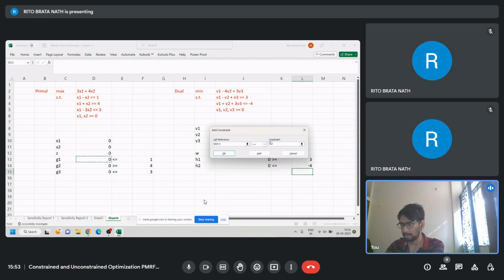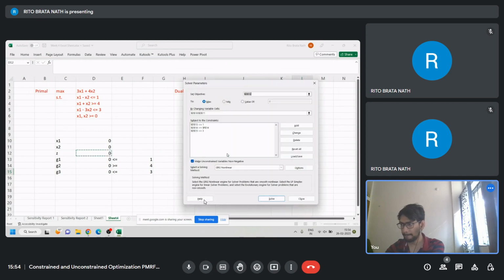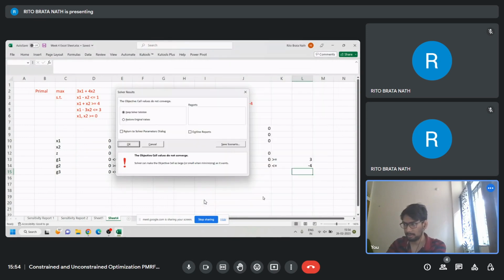So this is less than equals and this is 1, so that's add. This is greater than equals, so let's add. Finally this is less than equals and this is 3. Okay, so let's select simplex and non-negativity. So let's solve it. Yeah, so that's the message you get.